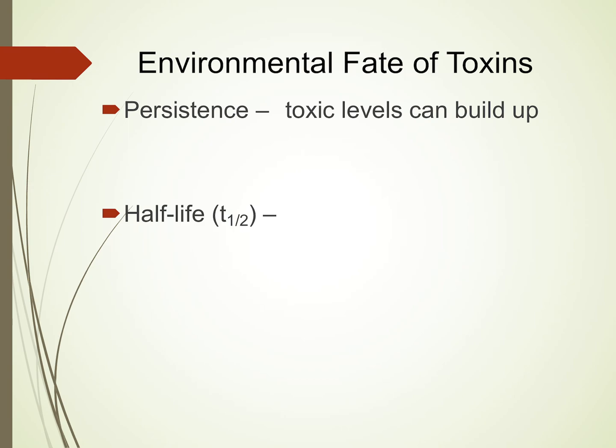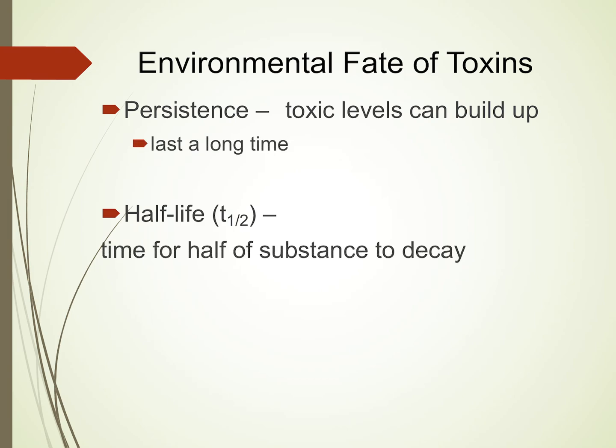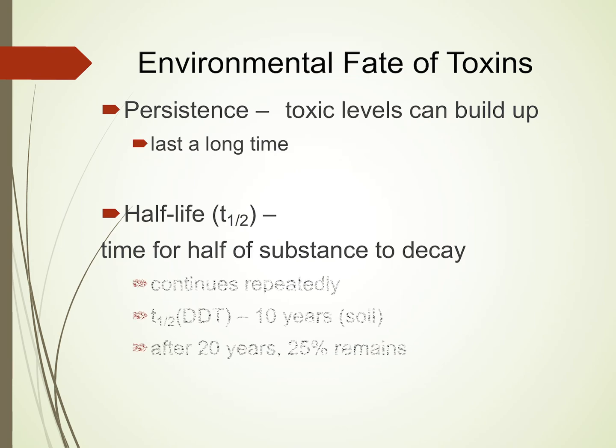Now, I want to talk about what happens to these toxins in the environment, how they stick around. Some are broken down quickly, some are not. We're going to introduce half-life again, which we use for radioactive decay, but it's the same thing here. So persistence tells us toxic levels can build up. They can last a long time. That means under given conditions, they don't break down. And we already know half-life is the time for half of a substance to decay. So it continues repeatedly, as we know.